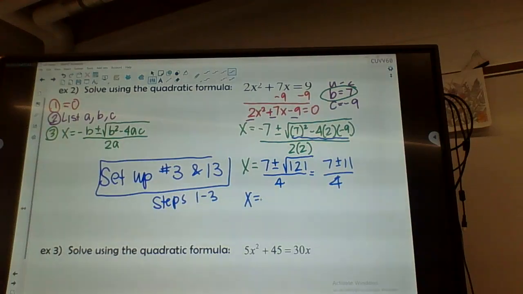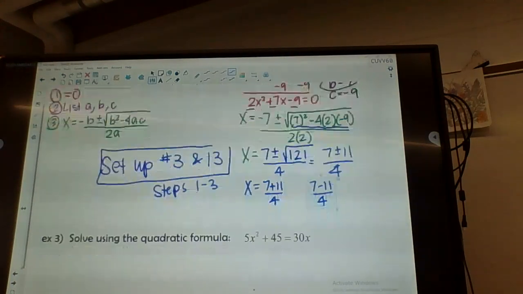Now what we're gonna do is we're gonna do two equations. We're gonna do 7 plus 11 divided by 4 and 7 minus 11 divided by 4.